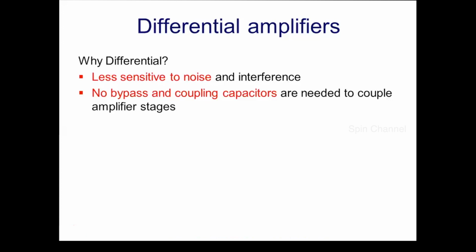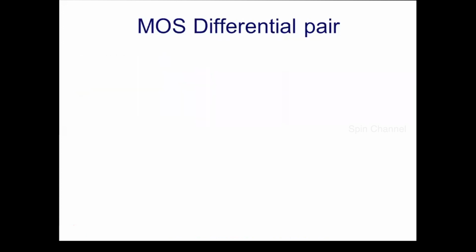Okay, next let us see how to construct a differential pair, a MOS differential pair especially. Recall the common source amplifier circuit. I can call this common source amplifier circuit a single-ended amplifier circuit because the output is taken between the drain terminal and with respect to the ground.